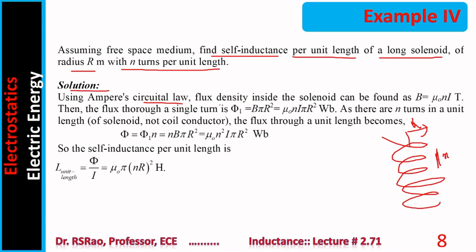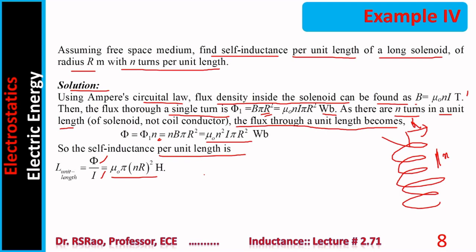Solution. Using Ampere circuit law, flux density inside the solenoid can be found as B equal to mu naught n I Tesla. Then the flux through a single turn is phi 1 equal to B pi r square, where pi r square is the cross-sectional area of the turn. It becomes mu naught n I pi r square Webers. As there are n turns in unit length, the flux through unit length becomes phi equal to phi 1 into n, which is mu naught n square I pi r square Webers. So self-inductance per unit length, phi by I, turns out to be mu naught pi (n r) whole square Henry.